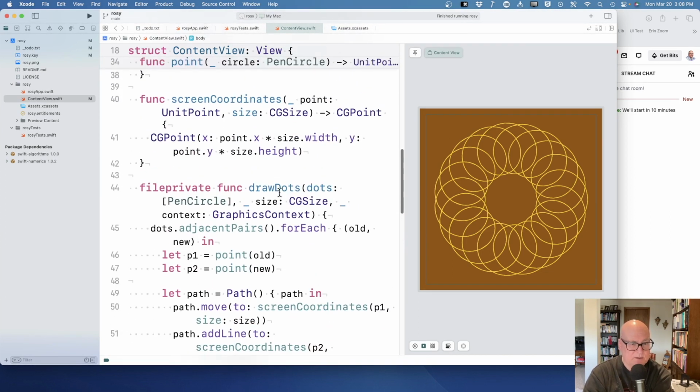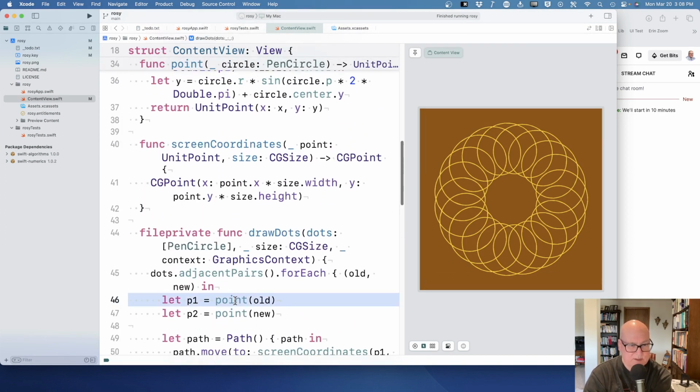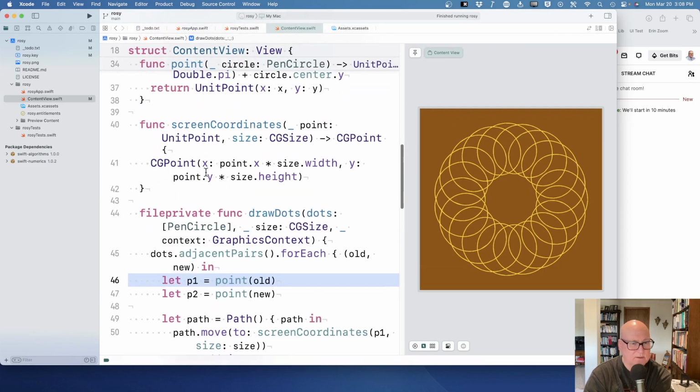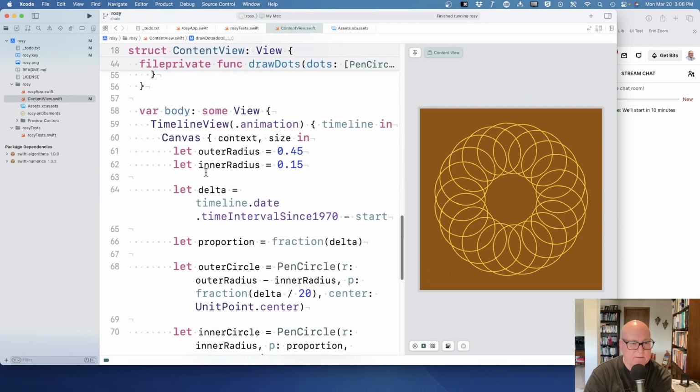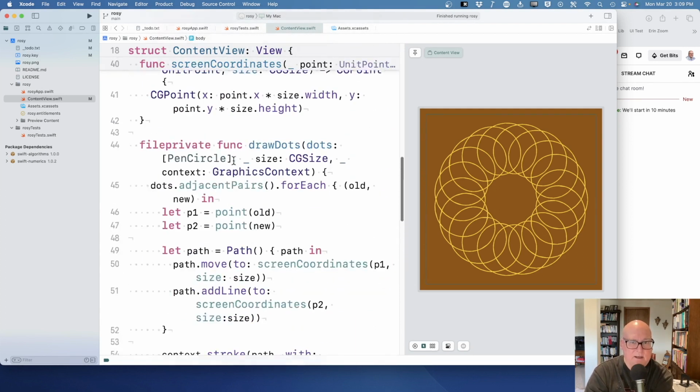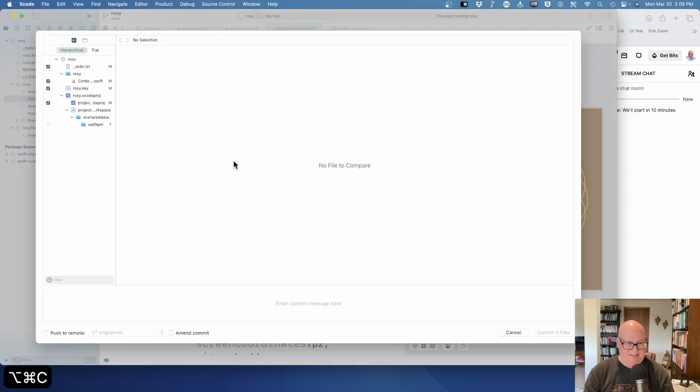So let's put points. Let's move this code into the circle. Yeah, so I want the points to be calculated. I want those to be what we append. Okay, so let's commit. We haven't done much of that. All right, so what we have is rosettes with outer and inner circle. And I've got this up on GitHub somewhere.